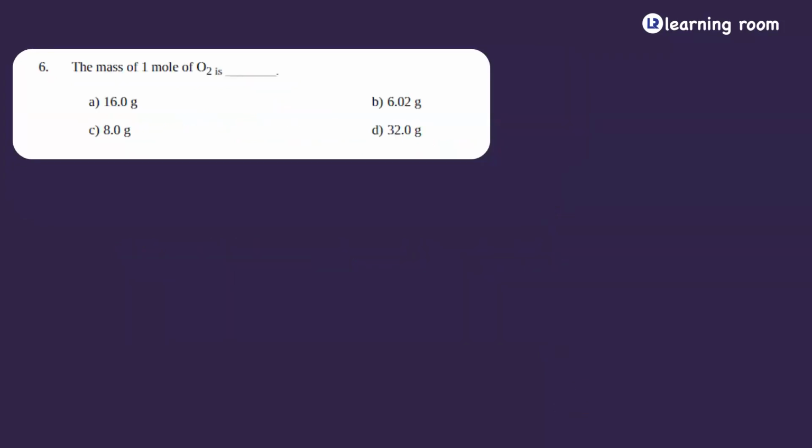Mass of 1 mole of O2. What is the mass of 1 mole of O2? Very good. That's it. For oxygen, the molar mass is 16 grams, right? So for 1 mole of O2, 2 oxygen atoms are there. So it is 32 grams. So option D.